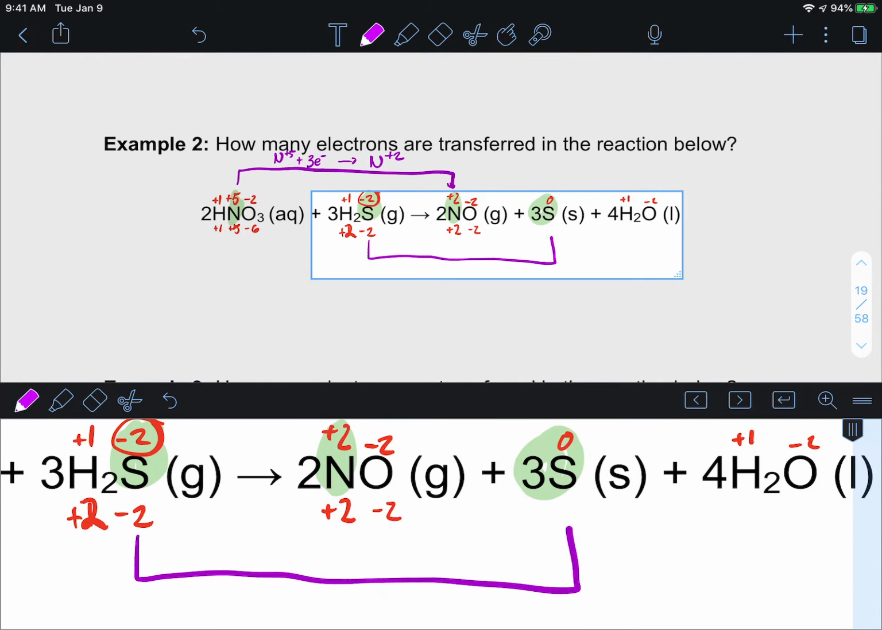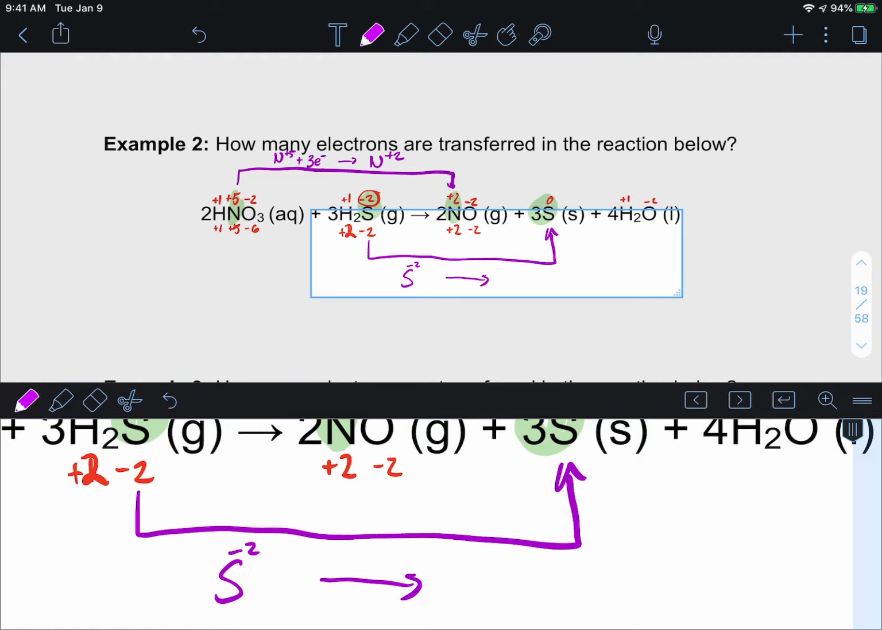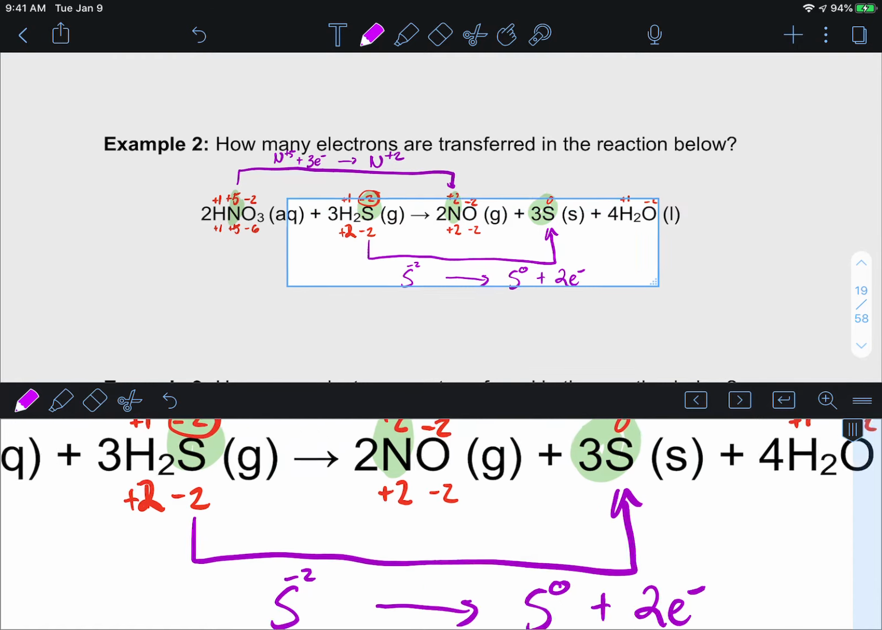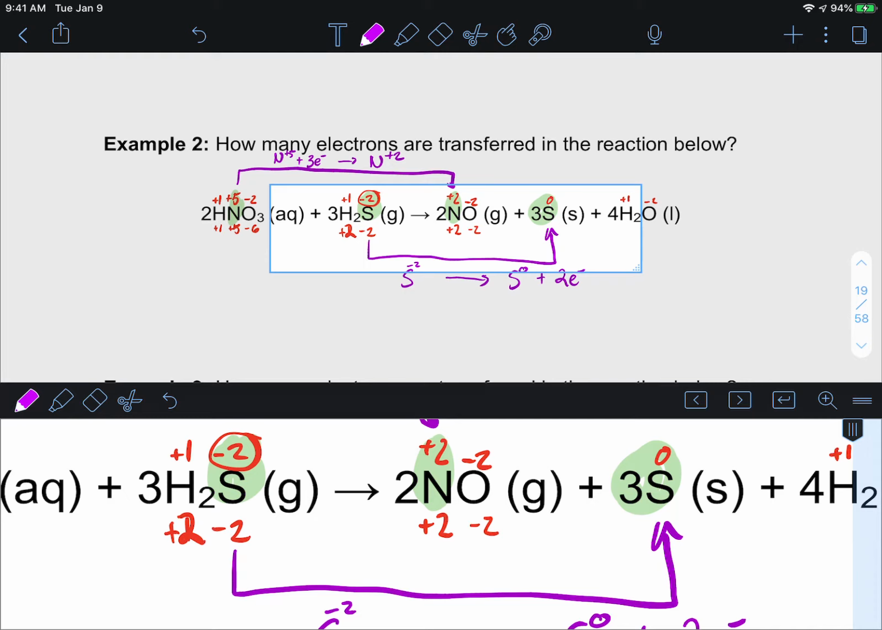Down here for the sulfur, we see the sulfur goes from sulfur -2, and it changes into sulfur 0. So that means it's actually going up. It's oxidizing, so it is producing 2 electrons. Okay, now the question is, how many times is that happening in a given reaction?